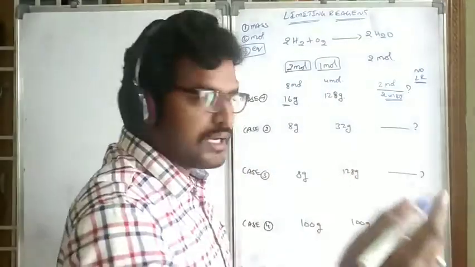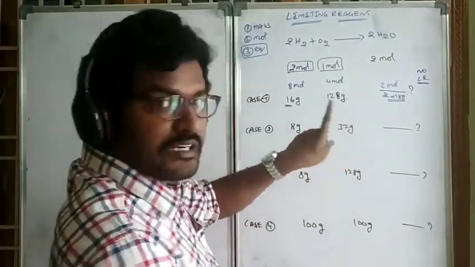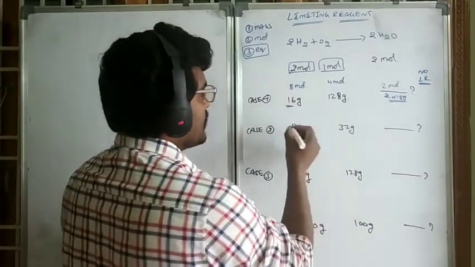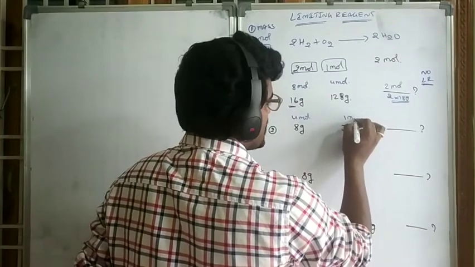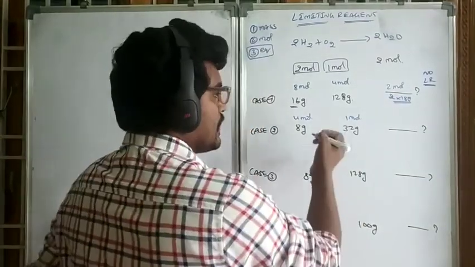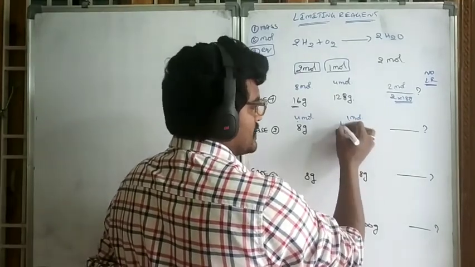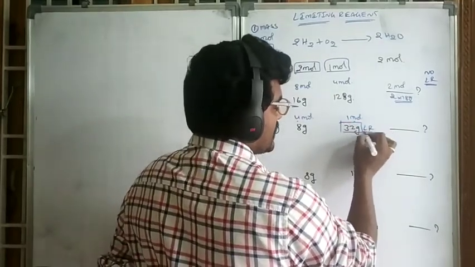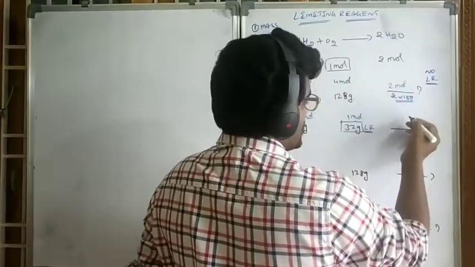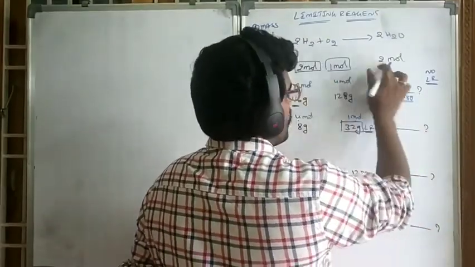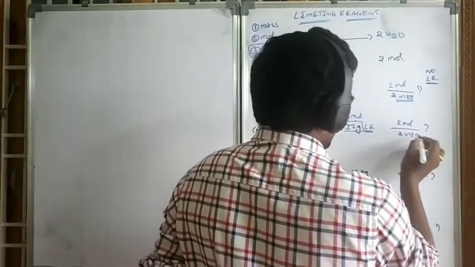Let me finish this, then I will give you a brief on the equivalence and one more equation. 8 grams means 4 moles, 32 grams means 1 mole will come. So see, 4 moles require actually 2 moles, but only 1 mole is there. So this is the limiting reagent, as it is in less quantity than the required quantity. So the product will be, 1 mole produces 2 moles of water, so 2 into 18 grams.